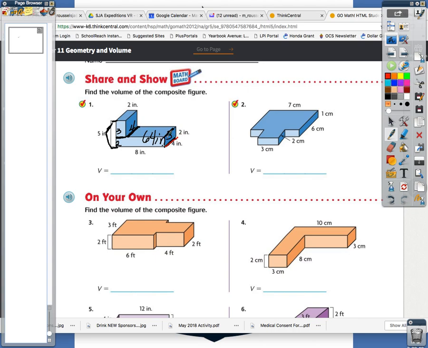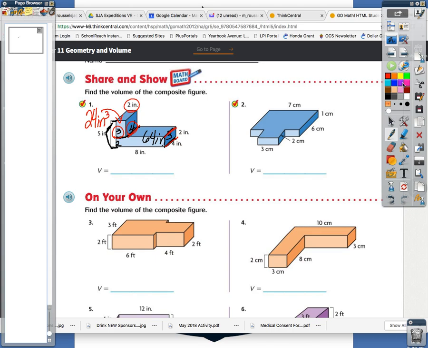If this is 4, then we know this edge is 4. If this edge is 4, then we know that this distance also has to be 4 inches. So we're going to be multiplying the 3, which is the height, times the width, times the length. So 2 times 4 is 8, 8 times 3 is 24. So the volume of this rectangular prism is 24 cubic inches.